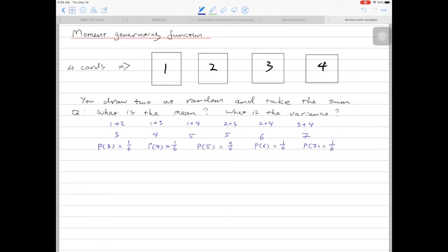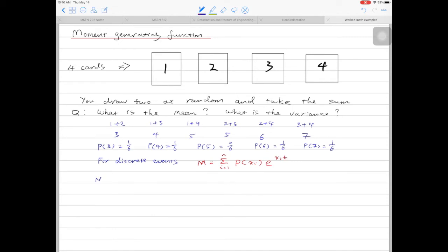Let's write the equation for the moment generating function. So for discrete events, the moment generating function is M equals sigma, i starting from 1 to n, the probability of such an event times exponential x_i multiplied by t.